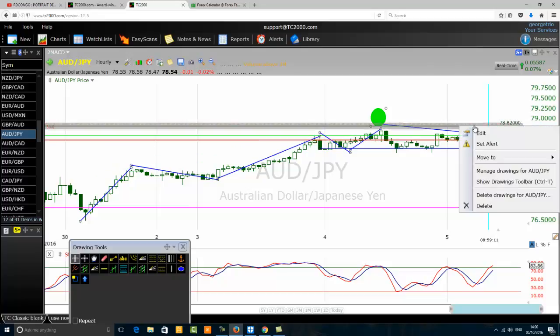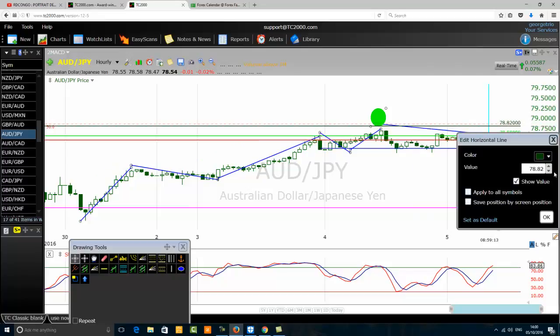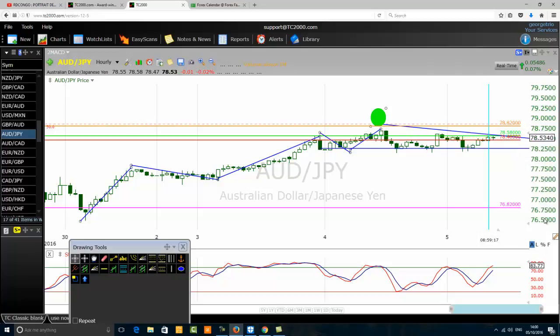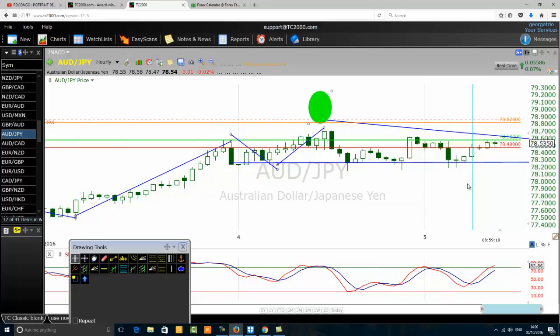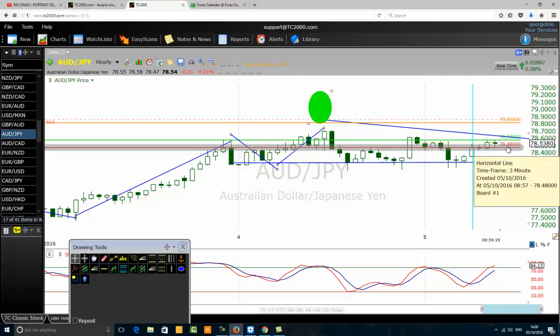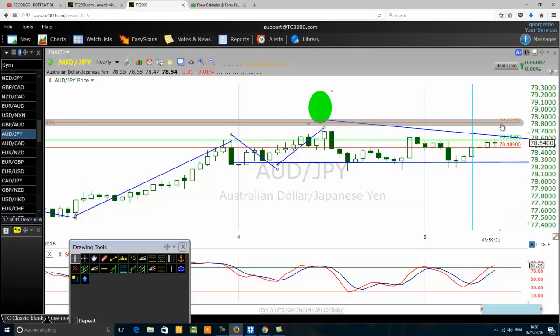So that's my target at 7882. Very simple and also very powerful. My entry using limit order was filled at 7858. My stop loss is placed 10 pips below at 7848. My target is set at 7882.